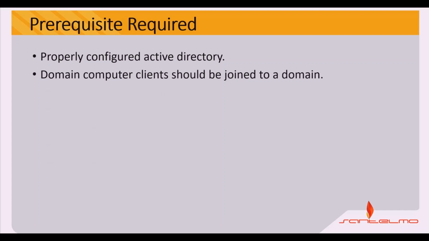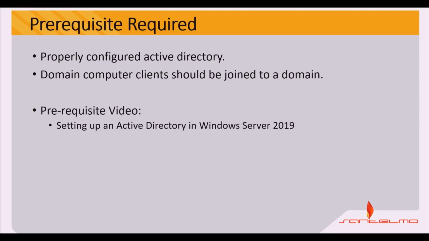The prerequisite of this video is, of course, a properly configured Active Directory, and domain computer clients should be joined to a domain. If you have not completed the prerequisite videos, you could go ahead and complete them first. These are setting up an Active Directory in Windows Server 2019 and joining Windows 7 and Windows 10 clients to a domain. With the assumption that you have completed this prerequisite video, let's get on with it.